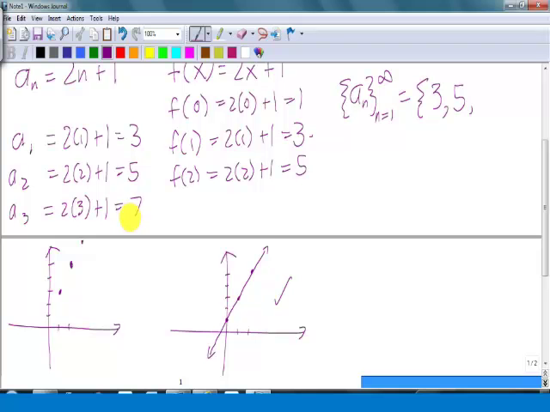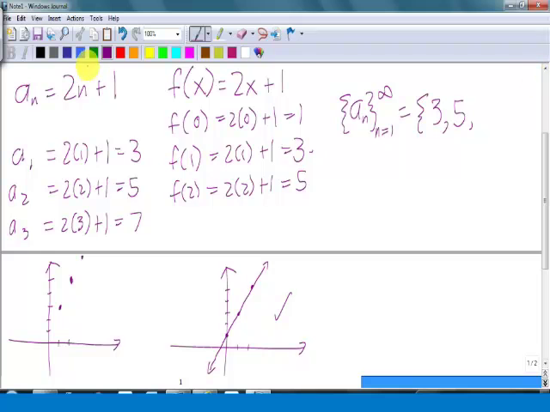Although we love this expression here, a sub n equals 2n plus 1, if we really needed to know real fast the 100th term of this sequence, we could just plug in 100. 2 times 100 is 200 plus 1 is 201. But if we want to generate the first 10 or 15 or 20 terms, we don't want to say, okay, let's plug in 4. 2 times 4 is 8 plus 1 is 9. Plug in 5. 2 times 5 is 10 plus 1 is 11. And just keep doing that.